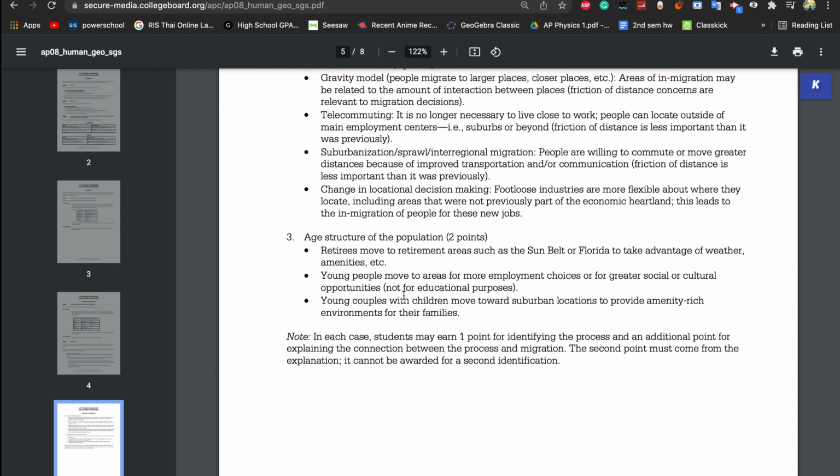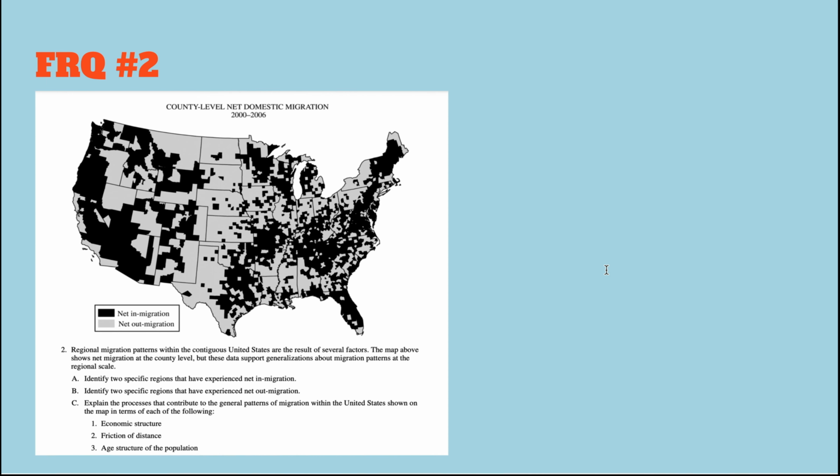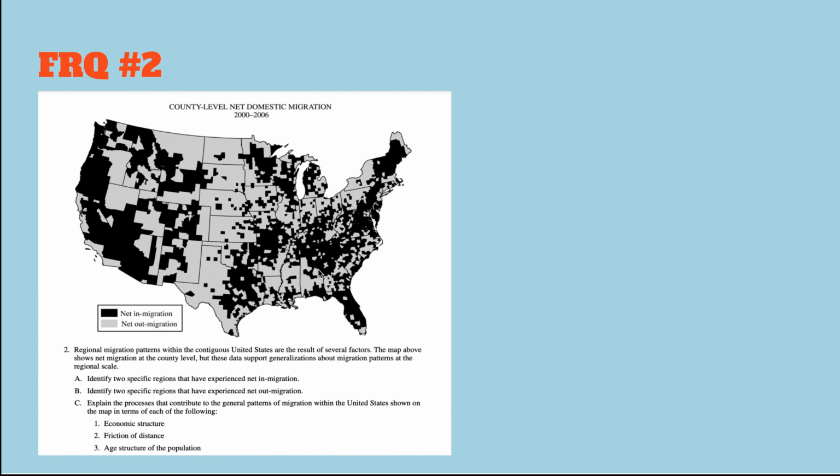For age structure, young people are moving to areas with more employment choices, major cities, and couples are moving to the suburbs to have a more comfortable environment where they can raise their children, where they can have a happy family. So you talk about that. Talk about the older generation. People who retire are moving to retirement areas such as the Sunbelt, Florida, because of weather amenities. They're moving to the suburbs. So you could talk about young and old people. So that's pretty much the reason why the migration pattern is as it is.